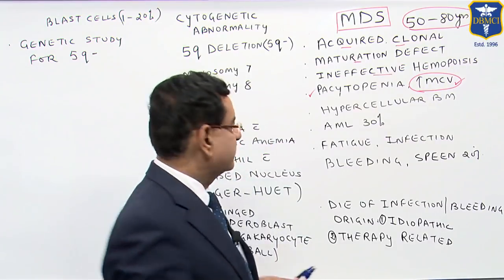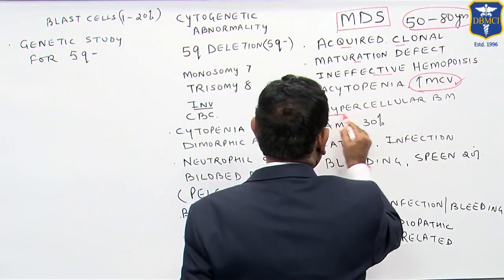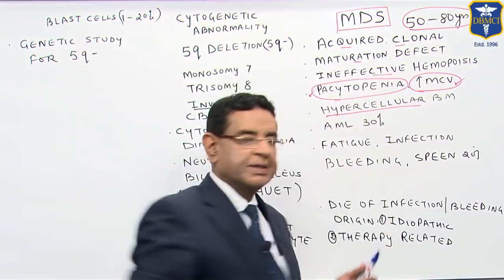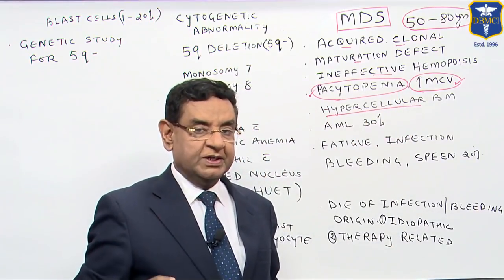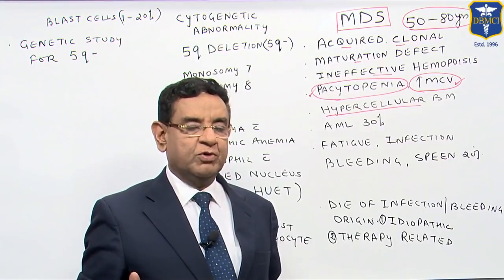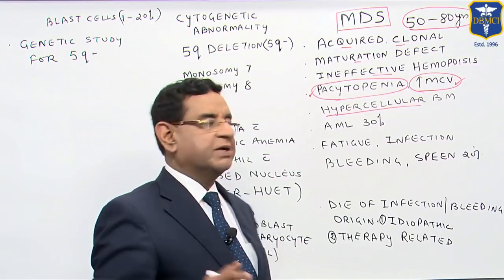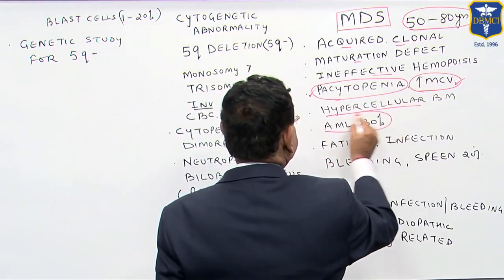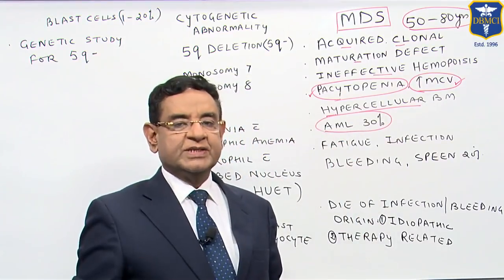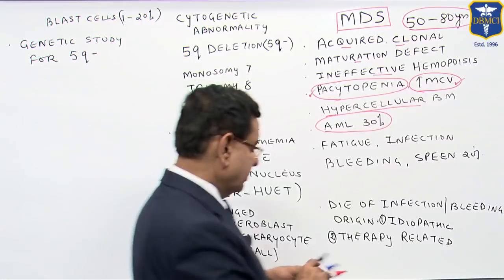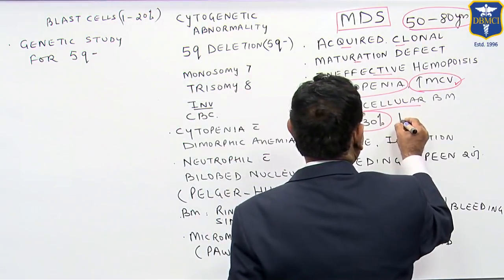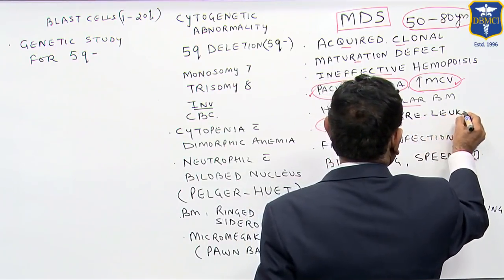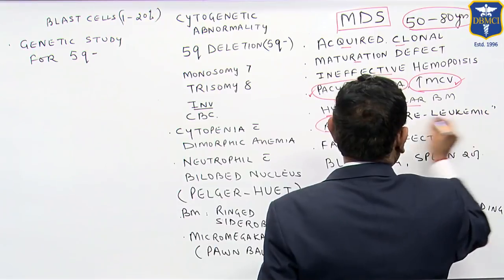Another important point is bone marrow is hypercellular, although in the peripheral smear we are getting pancytopenia. So this one condition, hypercellular bone marrow with pancytopenia in the peripheral circulation, and it can develop AML in 30% cases. That's why we can also say very comfortably that this is a pre-leukemic condition.